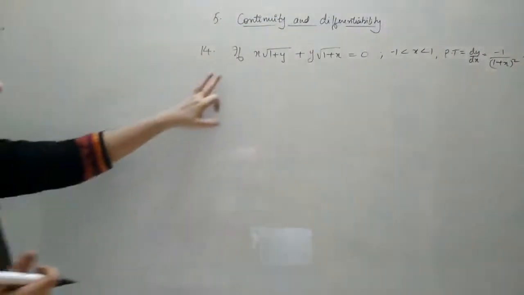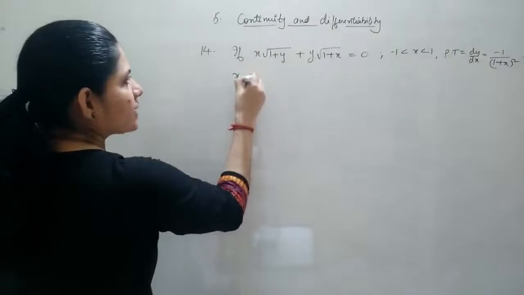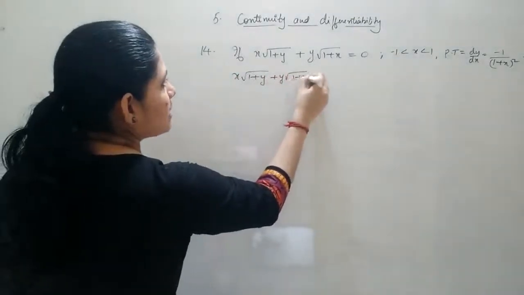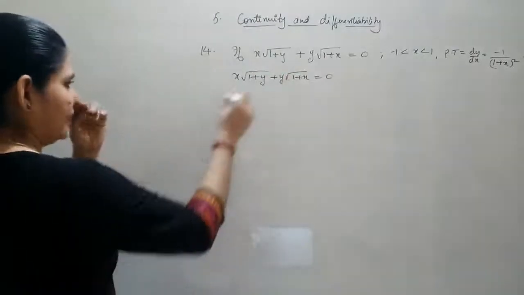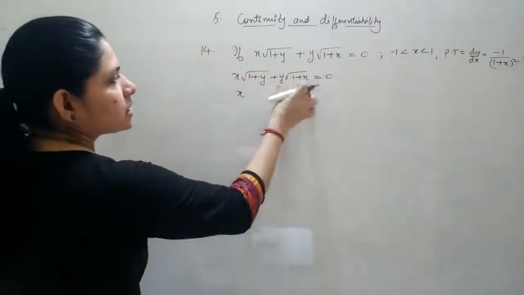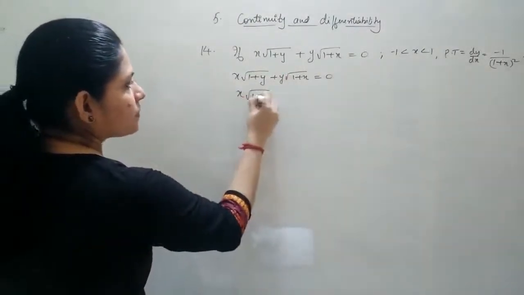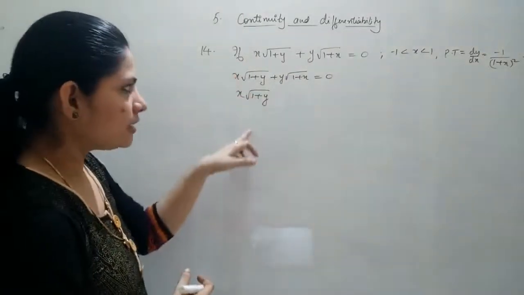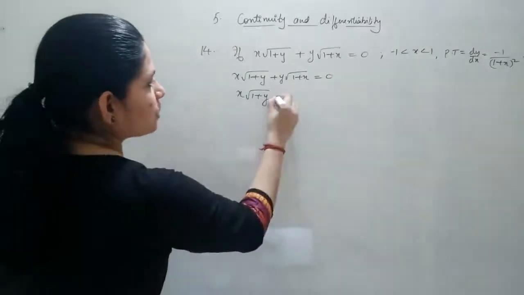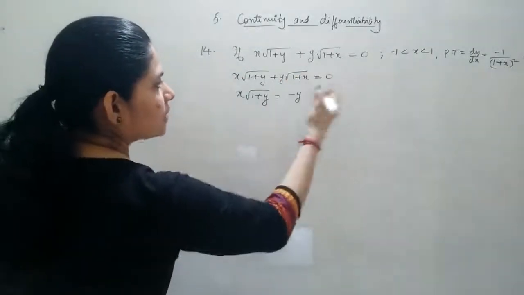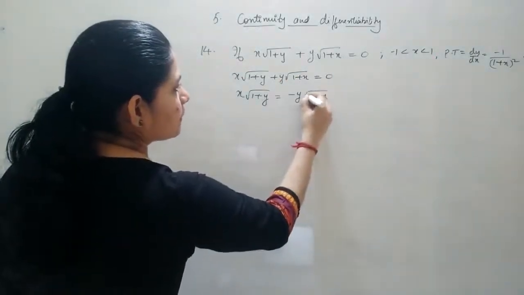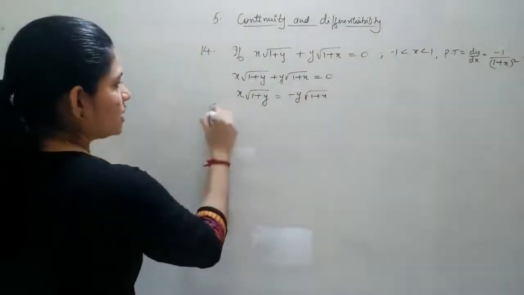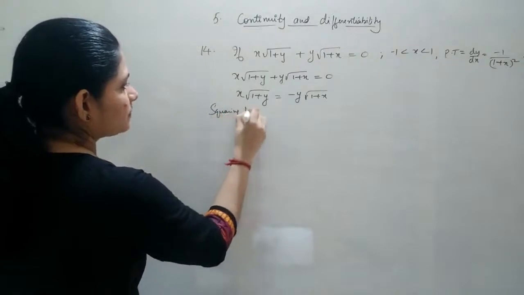For this, we will start with what is given, x into root of 1 plus y plus y into root of 1 plus x equal to 0. Okay. So what we will do, this term will be taken to the other side so that we can remove the root, because having the root and then differentiating is a difficult process. So what we are doing is we are just taking one term to the other side. Now if you square both sides, that root will be removed. Okay. So squaring both sides.